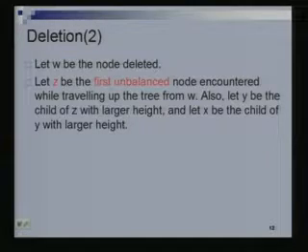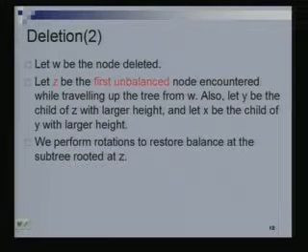Z has two children. One of them has a larger height than the other one. Yeah. So we take that one. So once again we will perform rotations to restore the height balance of the subtree rooted at Z.